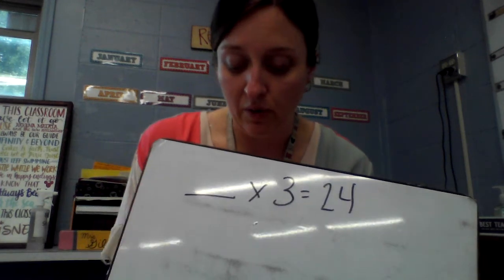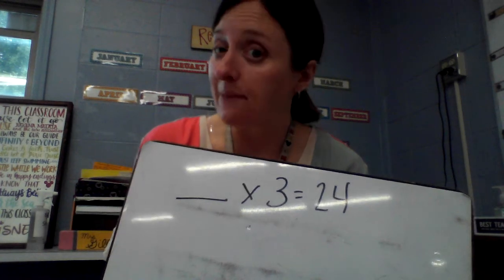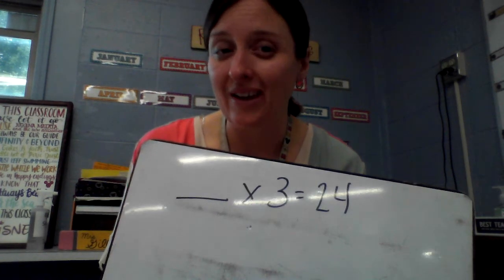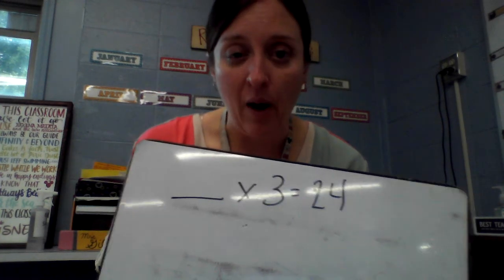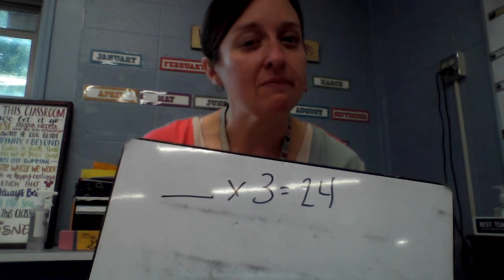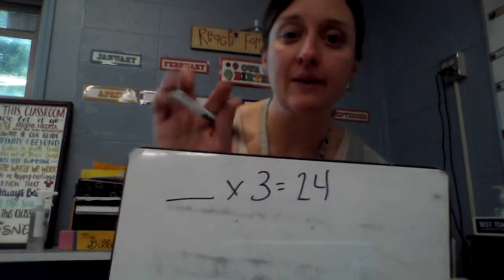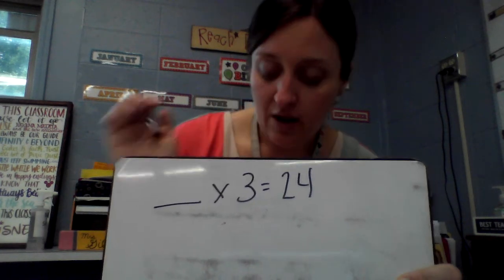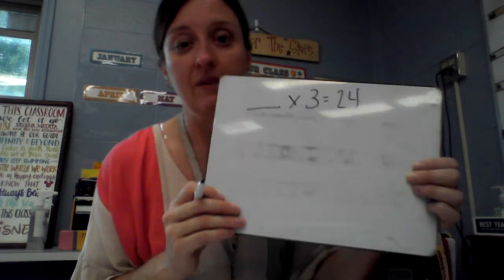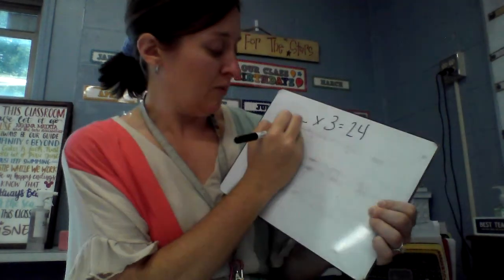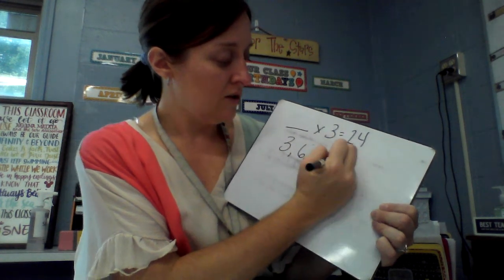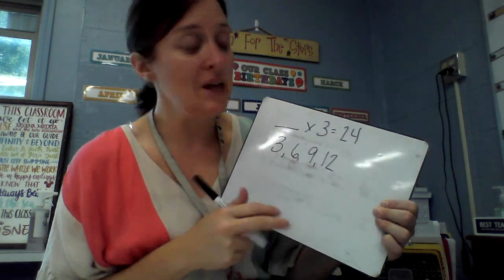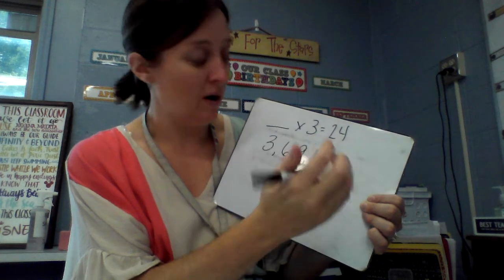Well, what do I do? I can skip count, which is why Mrs. Gills has been having us count every time we're on Google Meets together. But how much can I skip count by? I could skip count by 3. So I'm going to write this down so I keep track of it. Are you ready? 3, 6, 9, 12, and I'm going to stop when I get to 24.